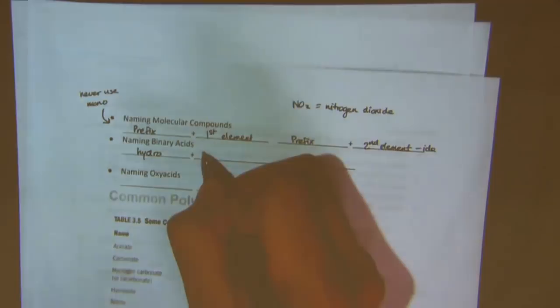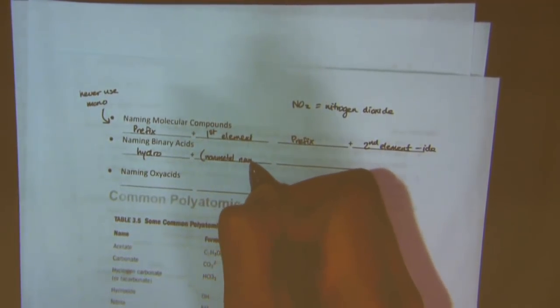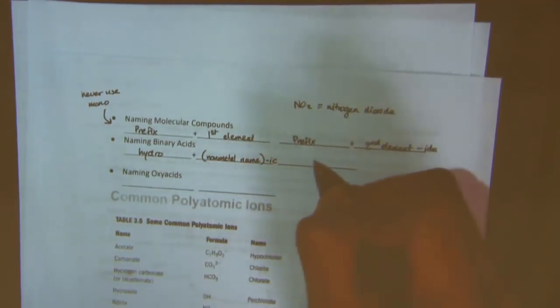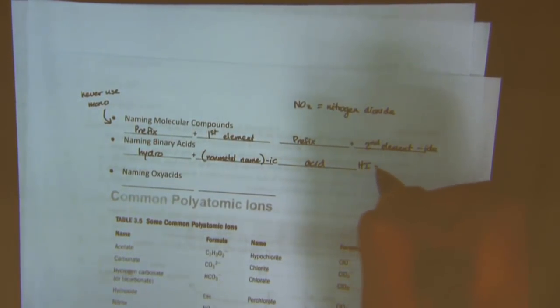So naming binary acids, we would have a hydro, followed by the name of the nonmetal with an ic, and acid. So for instance, HI would be hydroiodic acid.